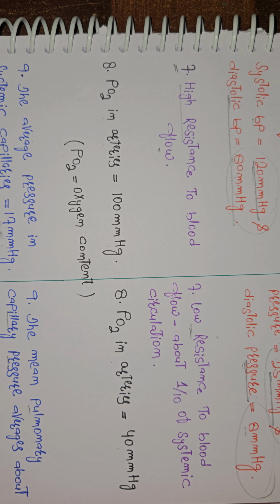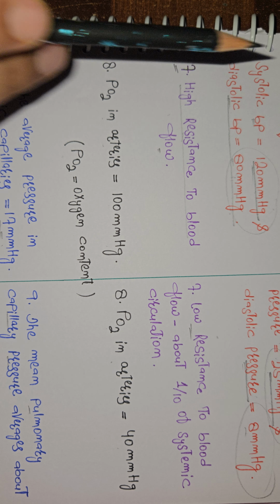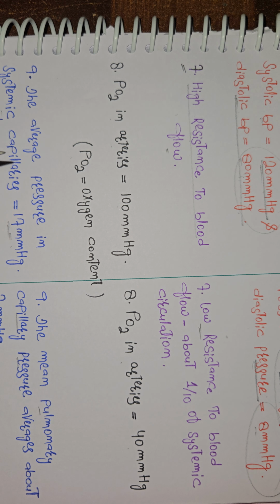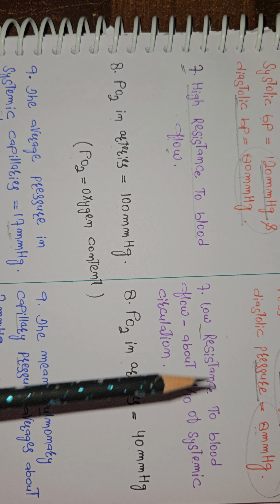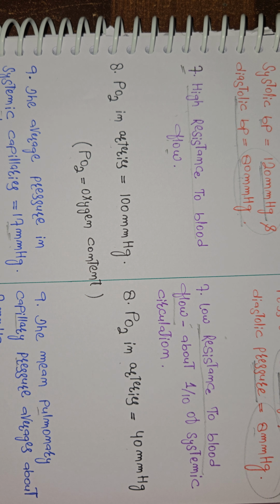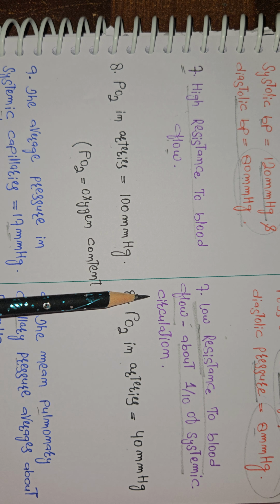Now we move on to difference number 7. Systemic circulation offers high resistance to blood flow, while pulmonary circulation offers low resistance to blood flow. Clear? Systemic circulation offers high resistance, pulmonary circulation offers low resistance, about 1/10 of systemic circulation.